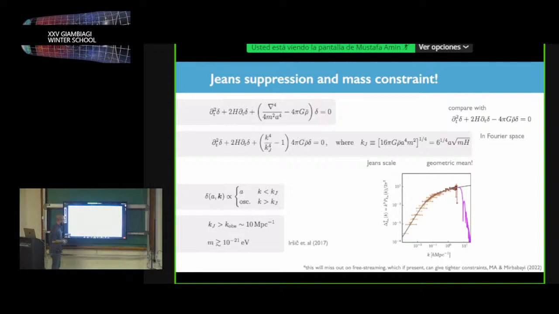So using that, let's say that we take this observational scale, which is taken in this reference, from Lyman alpha observations, about 10 megaparsec inverse. And if we say that the Jeans scale is beyond this scale, then that gives you a constraint on the mass of the dark matter particle of 10 to the minus 21 electron volts. So this is our first constraint. By using what we have learned, we are getting a constraint on the mass of the dark matter particle.